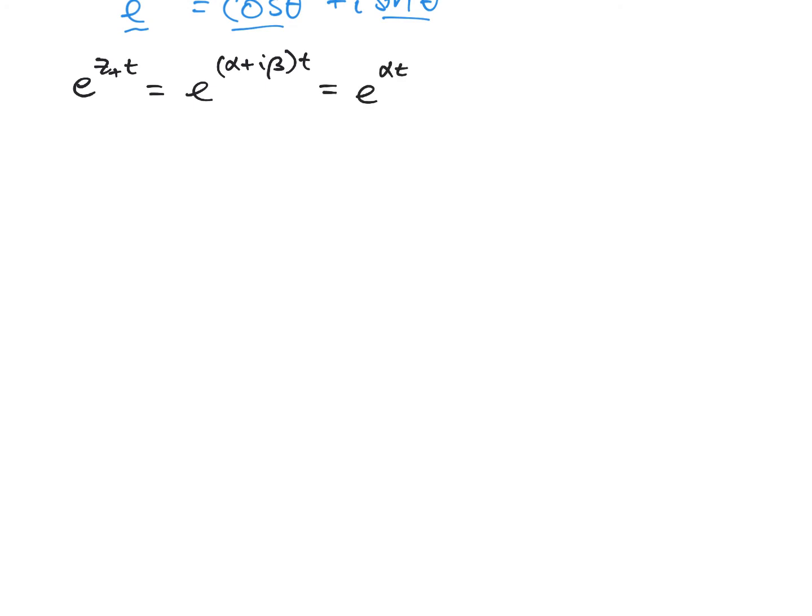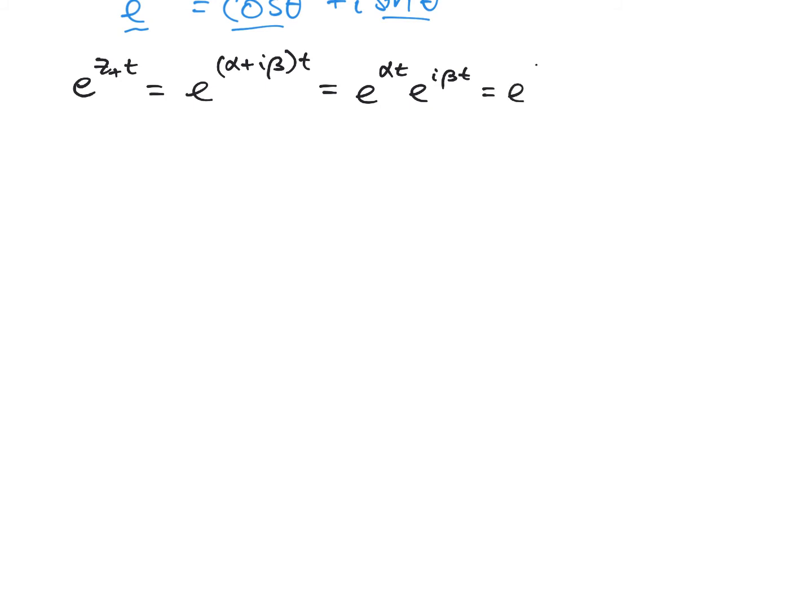And so let's go back to the solutions that we found. We had our e to the z plus t and z minus t. So let's think about e to the z plus t, which is equal to e to the alpha plus i beta. Remember, z plus is alpha plus i beta, and z minus is alpha minus i beta, and then a t there. So we can write this as e to the alpha t times e to the i beta t.